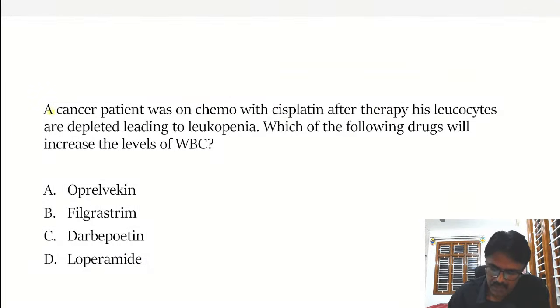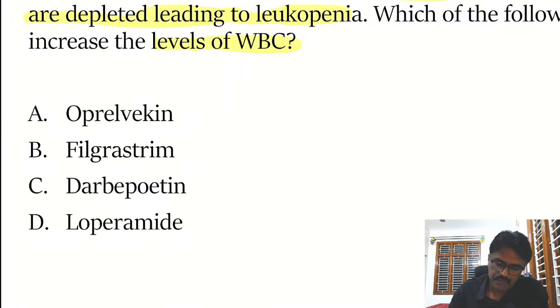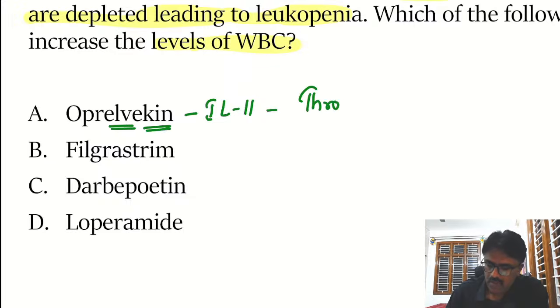A cancer patient was on chemo with cisplatin. After therapy, his leukocytes are depleting, leading to leukopenia. So he was given an anti-cancer drug and there is leukopenia. Which of the following will increase the WBC count? Oprelvekin is an interleukin 11 analog. Remember, 11 kin, interleukin. It is for thrombocytopenia due to anti-cancer drugs.